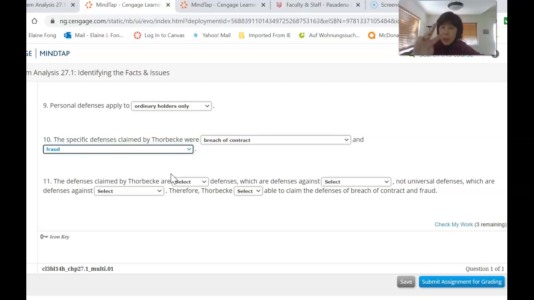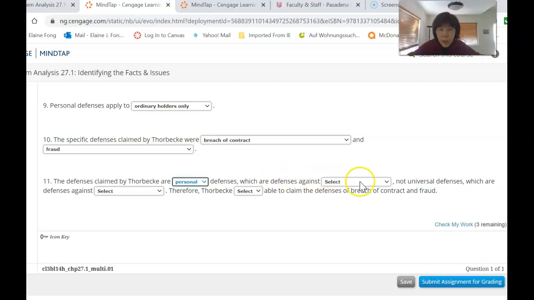All right, these two defenses that are claimed by Thorbecke, what kind of defenses are they? Are they personal or are they universal? And here, if you don't remember, go and look at the chart, look in your text, and you will find that these two defenses fall on the personal defense list. These are your ordinary contract defenses. That's the way I remember it. If it's an ordinary type of contract defense, then it's a personal defense.